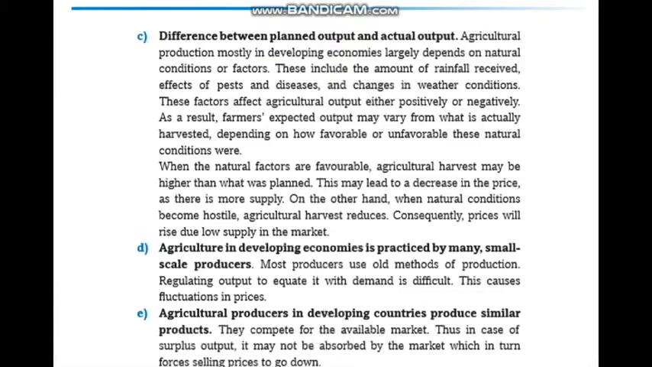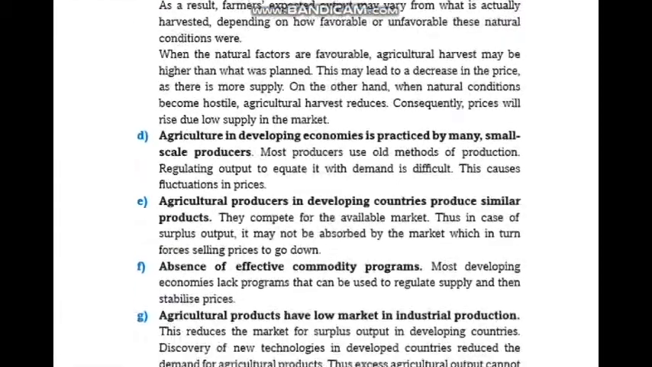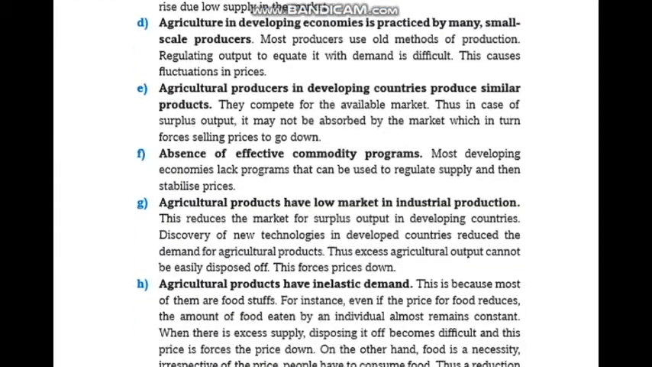So the difference between planned output and actual output. D, agriculture in developing economies is practiced by many small scale producers.